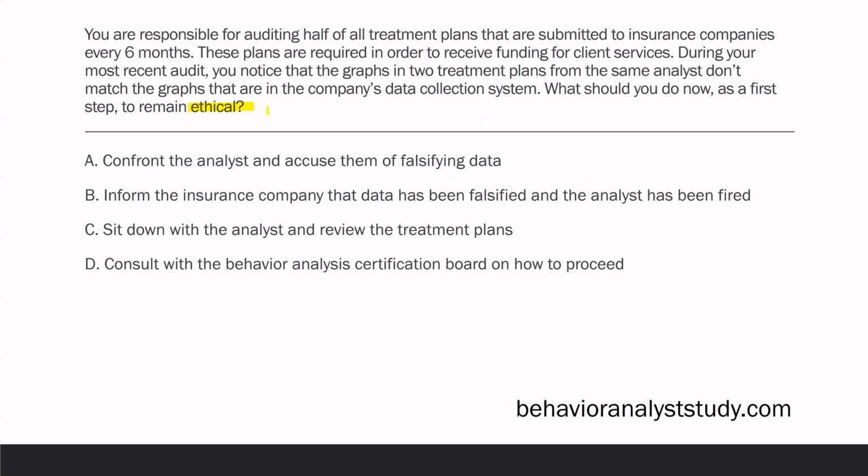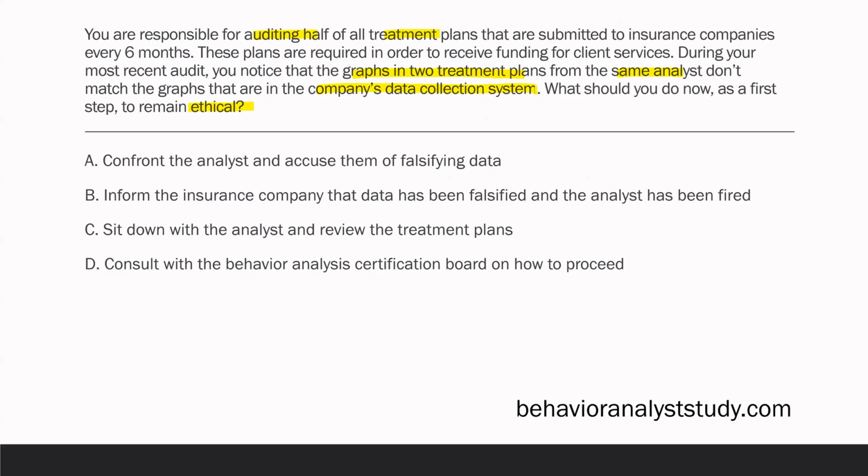What do we know so far? We know you're auditing treatment plans that need to be submitted to insurance companies. During your audit, you see that graphs in 2 of the plans from the same analyst don't match graphs that are in the company's data collection system. Immediately upon seeing that, a few things might go through your mind. The first might be this analyst made a mistake. The second might be this analyst intentionally altered their data. How should you approach this from an ethical standpoint?